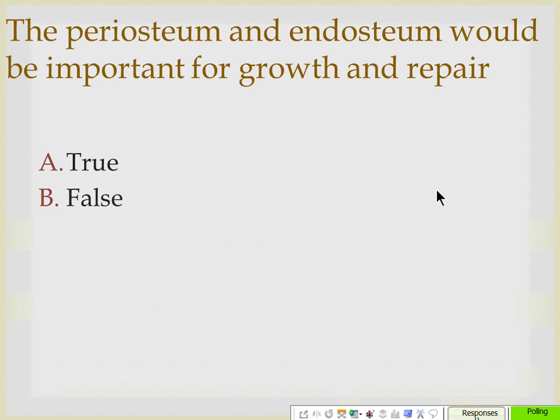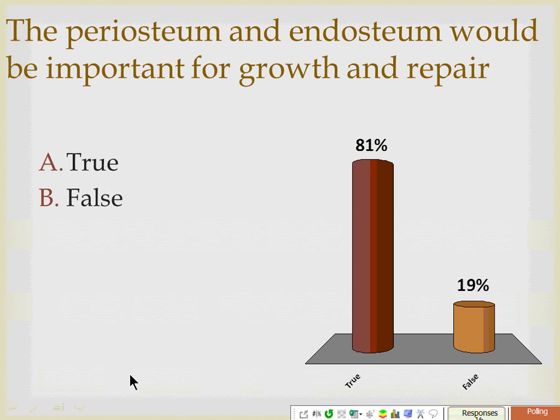So is this true or false? I kind of gave away the answer a little while ago. This is true. The periosteum and endosteum both, because they have these osteogenic cells, both are responsible for growth and repair.